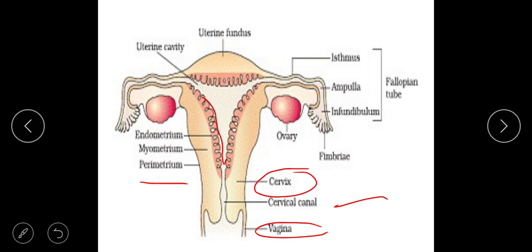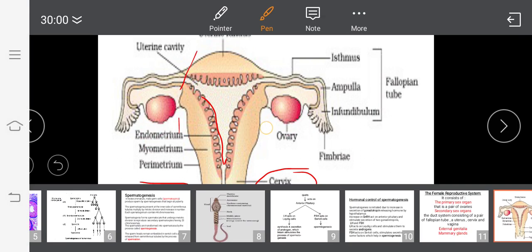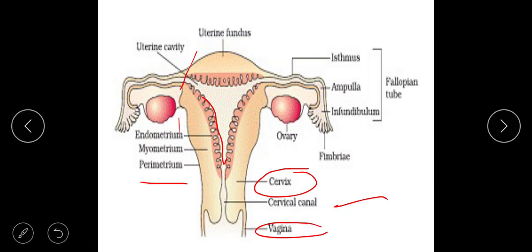This is the place where the implantation occurs. Implantation means the blastocyst gets attached. This whole part, this uterus, is the place where the embryo development occurs. So the role of the ovary is to produce the ovum and to release the ovum.